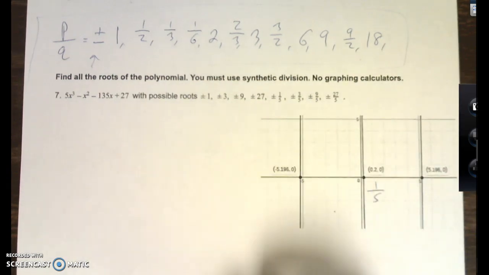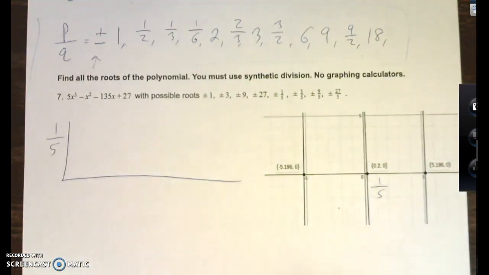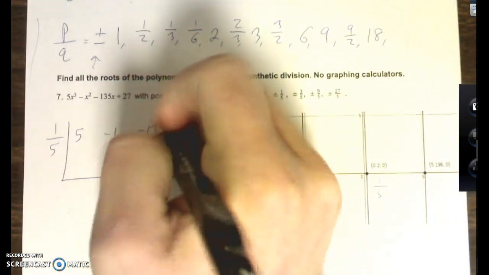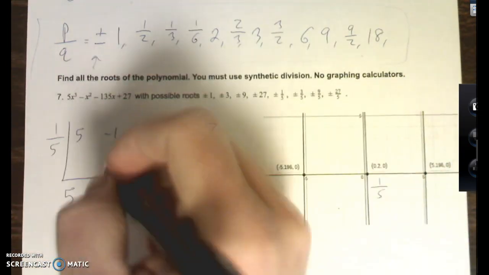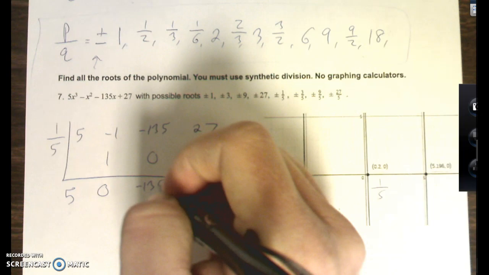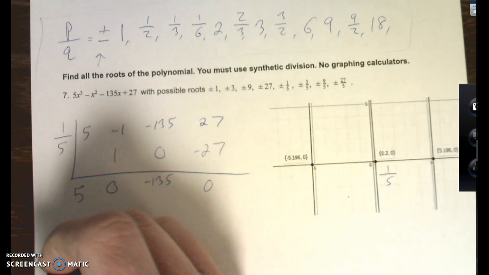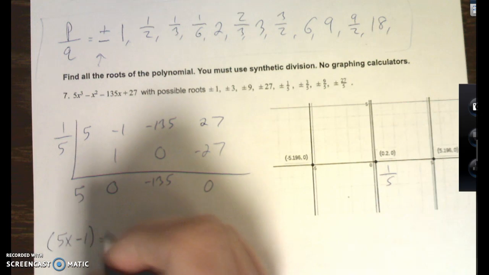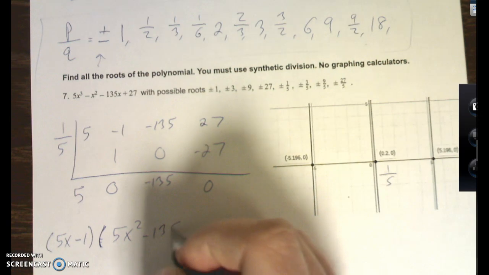Okay, so I'm going to do synthetic division with 1/5. And again, I got it off of this. So I've got 5, negative 1, negative 135, and 27. Bring the 5 down. Multiply. 1. Add them. 0. Multiply. 0. Okay, multiply. Negative 27. Okay. What you have here is, this can be written as 5x minus 1. Okay, and this can be written as 5x squared plus 0x minus 135.